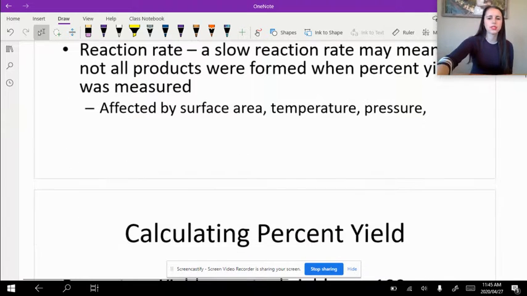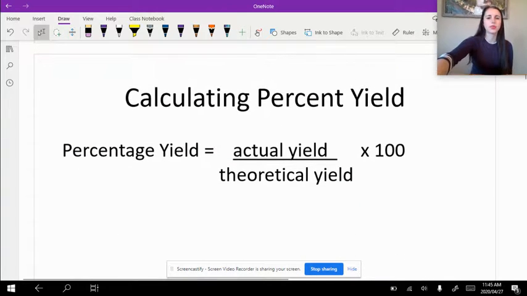Okay, so now that we understand what percent yield is and why we might not get that perfect number, let's take a look at how to calculate percent yield. So here's the formula for percent yield. It's the actual yield divided by the theoretical yield times 100. I always say that students are actually great at calculating this because this is how you calculate what you would have gotten on a test in a percent.